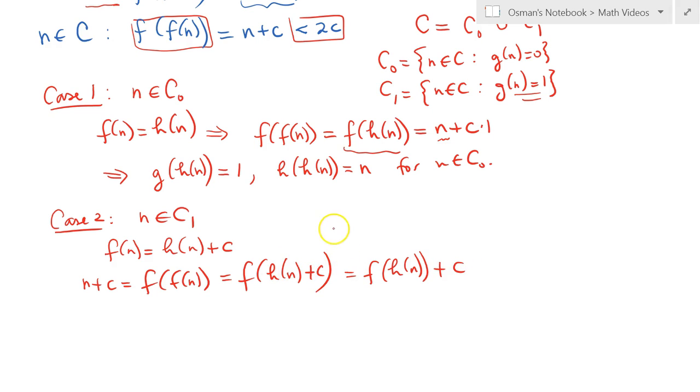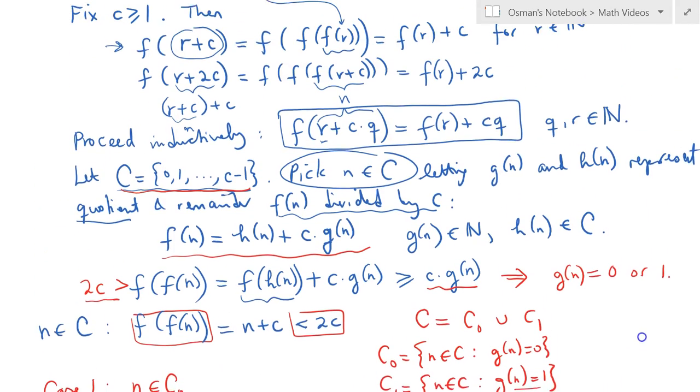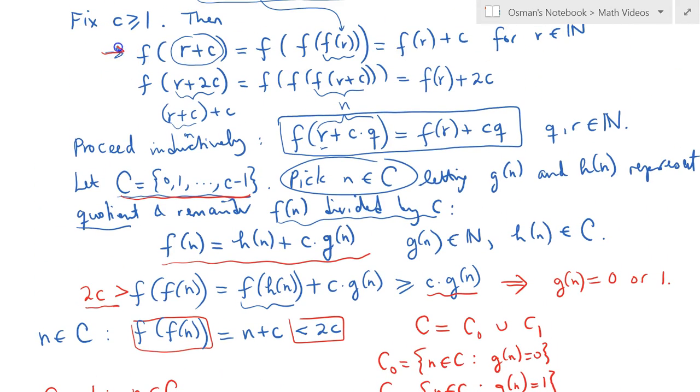Recall that this last equality follows from the fact that f of r plus c was equal to f of r plus c, as we pointed out earlier, somewhere here in the very first stage, right? So early on we just realized that.